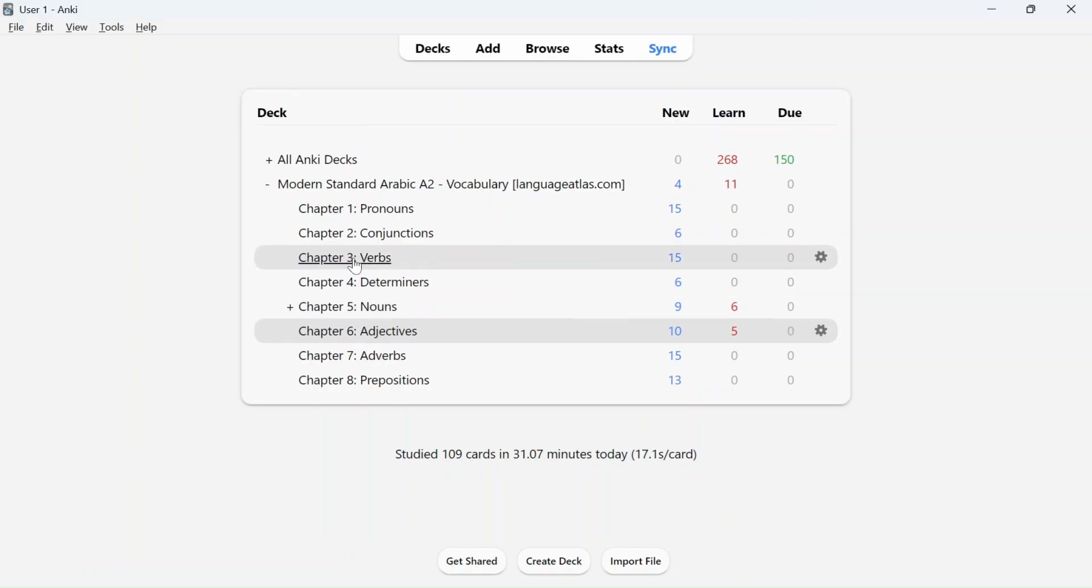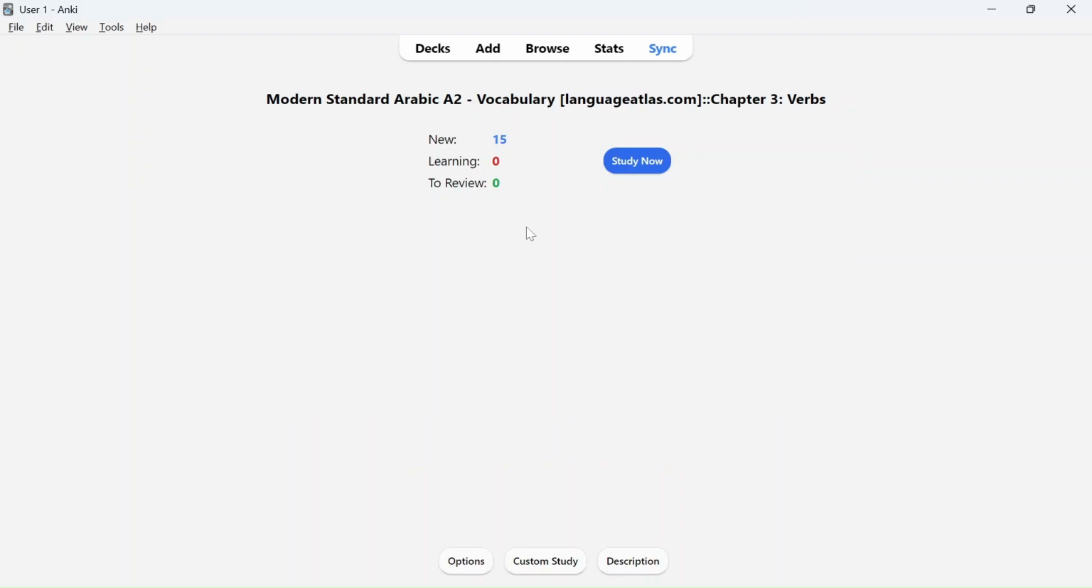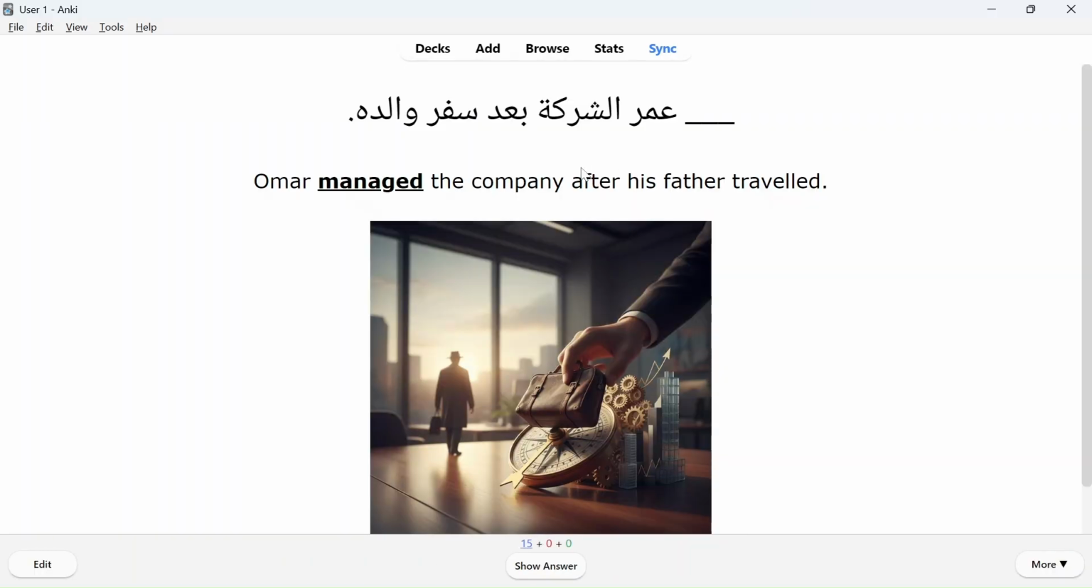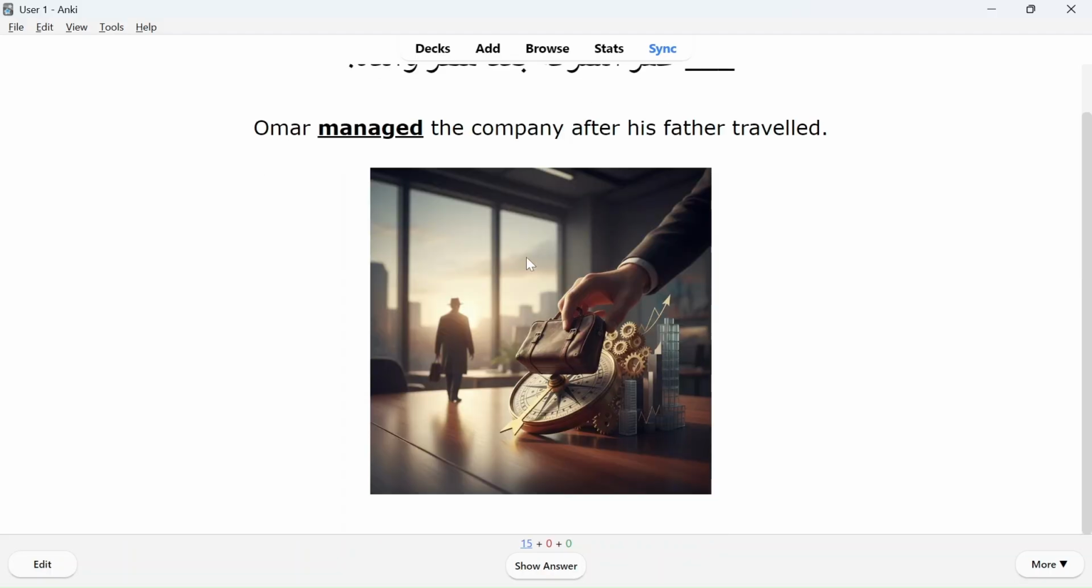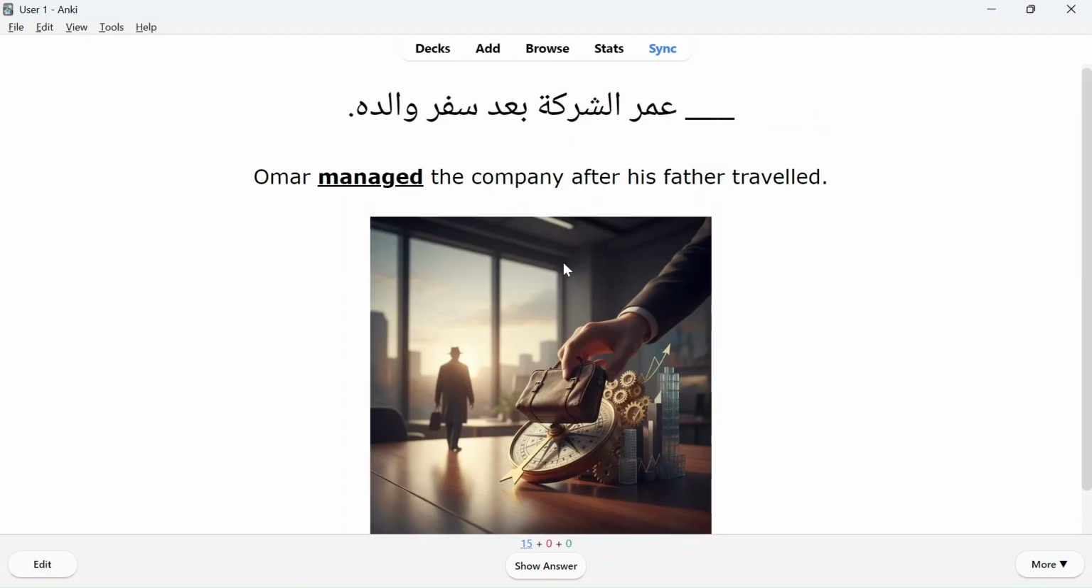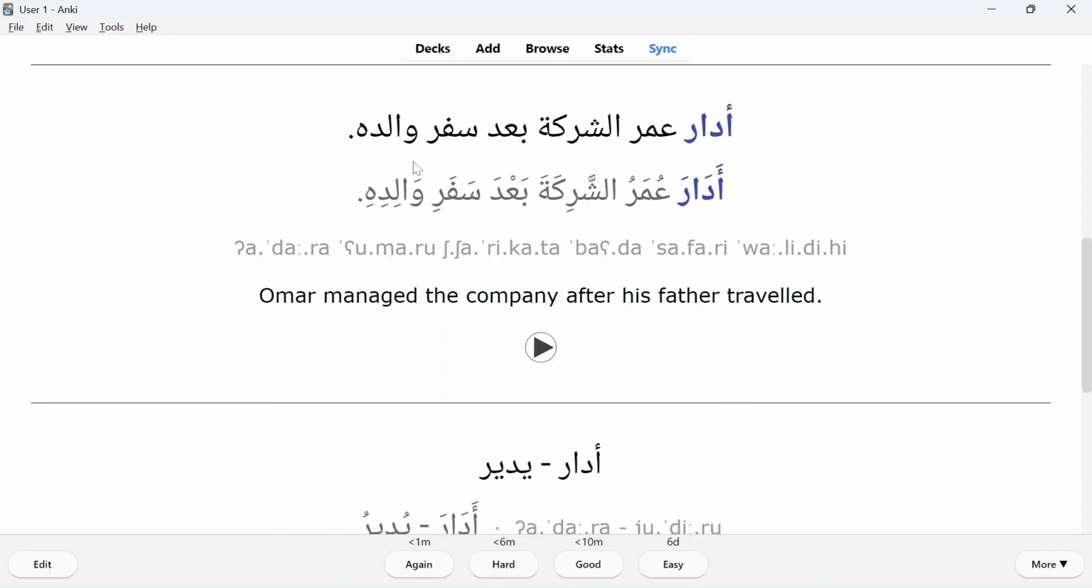Now I'd like to go to chapter 3, verbs. Study now. And again, we see the same setup. We see that we have a sentence in Arabic with a blank area. We see that there's an English translation sentence as well. Omar managed the company after his father traveled. And we have to know the word for managed. So managed, bold, and underlined. Of course, we see a visual representation of the sentence and word that we're looking for. So, how do you say managed? أدار عمر الشركة بعد سفر والده.